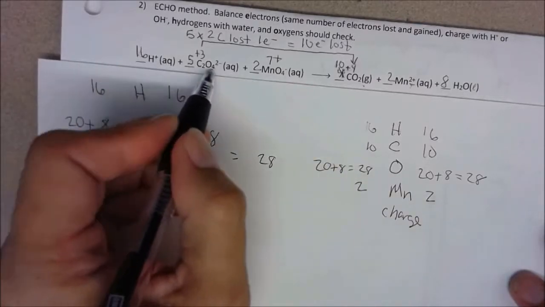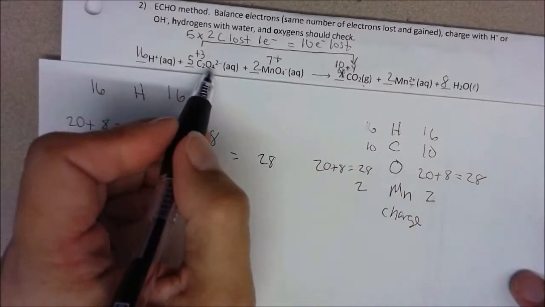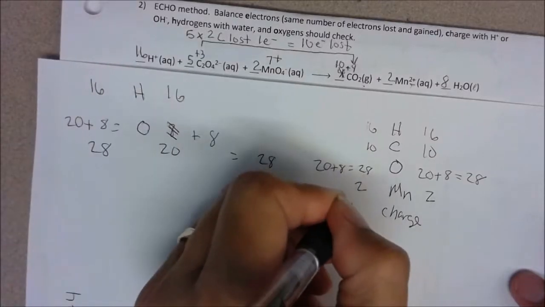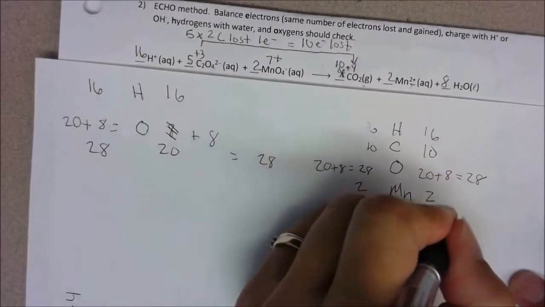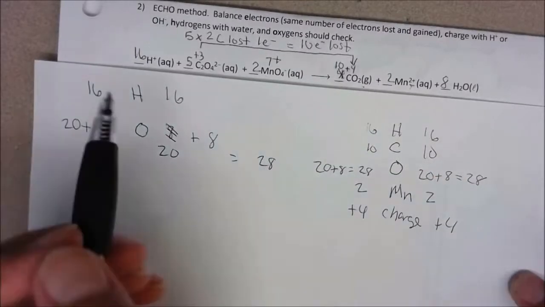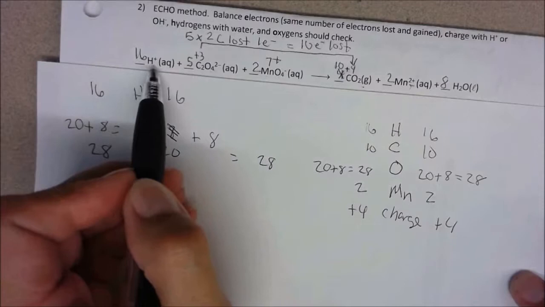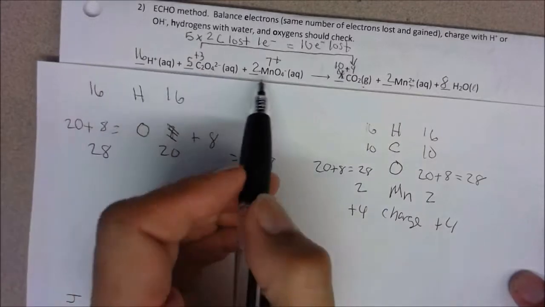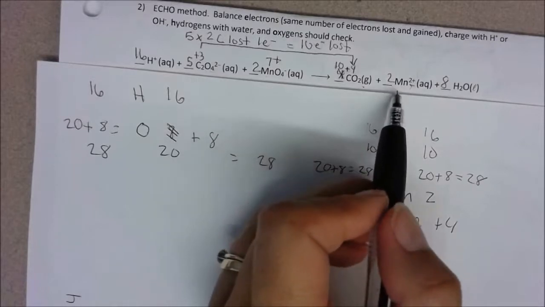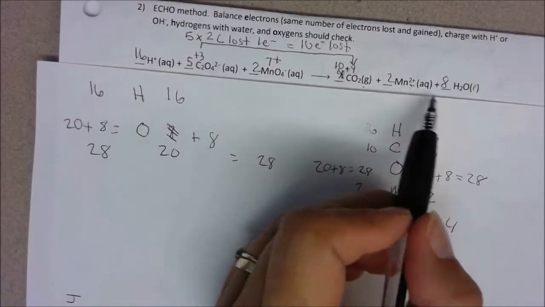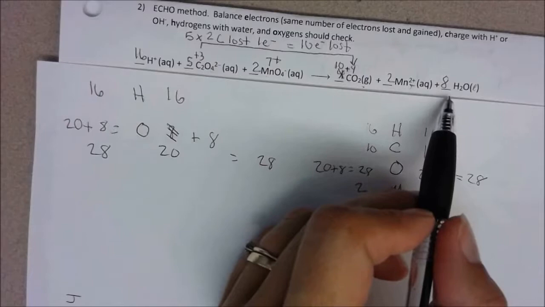And let's check charge. Plus 16 minus 10 is plus 6. Minus 2 is plus 4. And on the product side, we have 2 times plus 2 is plus 4. So our balanced equation is 16 H+ plus 5 oxalate plus 2 permanganate goes to 10 CO2 plus 2 Mn2+ plus 8 water.